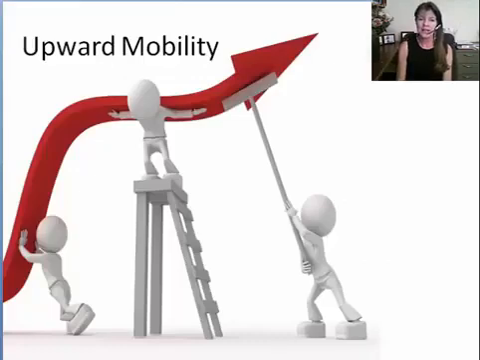Upward mobility. Based on what you've learned so far, what do you think is the biggest predictor of what social class a person occupies in their lifetime? And if you guessed which one they were born into, you are right. In other words, even though the American ideal is that you can be whatever you want to be, the reality appears to be quite different.